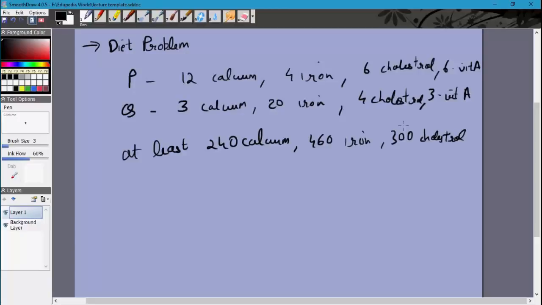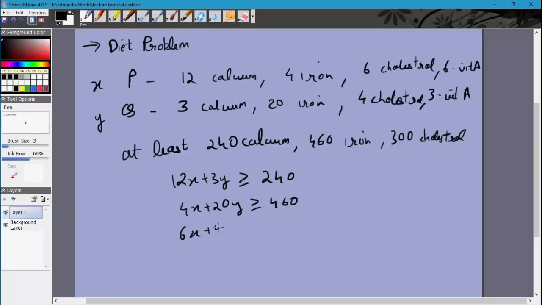So we pick a certain number of units of P, a certain number of units of Q, and we need to minimize the amount of vitamin A in the diet. So let's say you take this to be x and this to be y in terms of the quantities. Calcium has to be at least 240. That means 12x plus 3y has to be greater than or equal to 240. Now notice that this is a greater than or equal to, not a less than or equal to, which we've had before. Similarly, at least 460 units of iron. So 4x plus 20y has to be greater than or equal to 460.